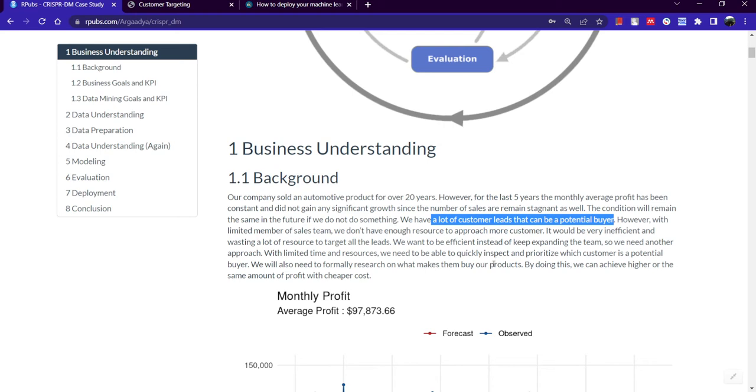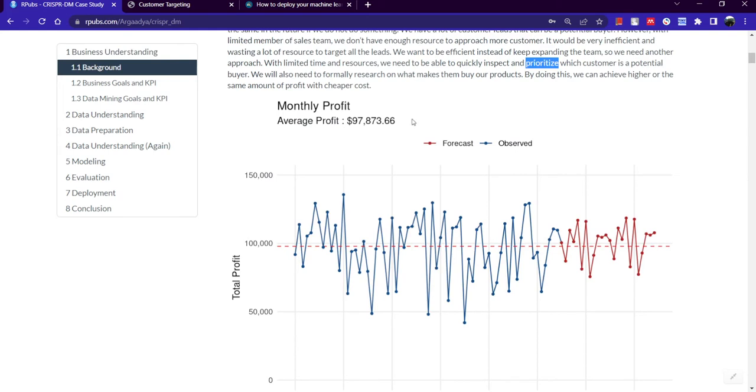In addition, they would like to know what drives customers to purchase their product. So in other words, we're looking into the contributing factors. What are the contributing factors that drive the customer to purchase products? And in addition, they're looking to prioritize. We already mentioned this, but the point is they're not only looking at whether the customer is a potential buyer or not, but they need some indicator to say how potential the customer is. Okay, here is the average profit for this company. Keep this in mind because we're going to get back to this.